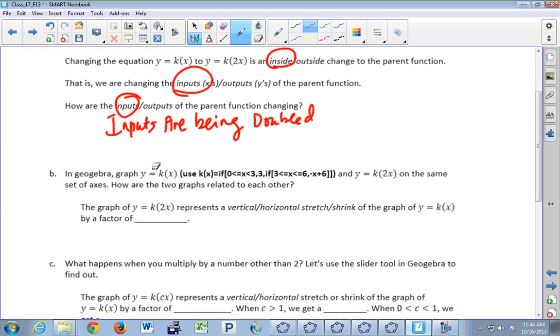Okay, and if you ever want to know how to put a step function into GeoGebra, here's how you do it. K of x equals, and then you have to use this if clause. If x is less than 3 and greater than or equal to 0, that's our first piece on our domain, then our function is defined to be 3. If x is less than or equal to 6, greater than or equal to 3, then this is how we define our function, negative 1x plus 6.